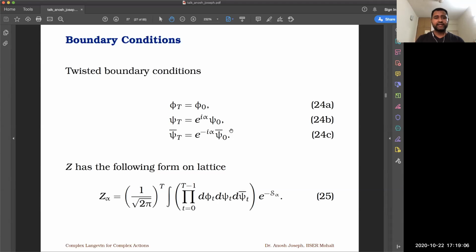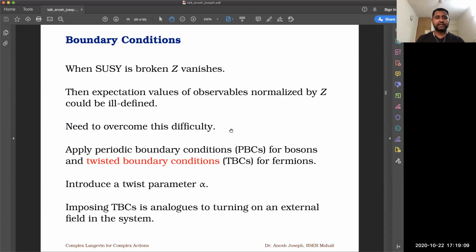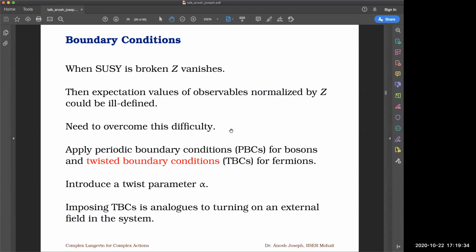It's a general statement. It doesn't say what type of breaking it is. So I don't clearly understand your question. We can break SUSY by introducing a mass term, for example. But there are theories where SUSY is broken dynamically, so we need to probe the theory using non-perturbative methods to see whether SUSY is broken or not. If SUSY is broken dynamically, then Z vanishes. That is the statement.